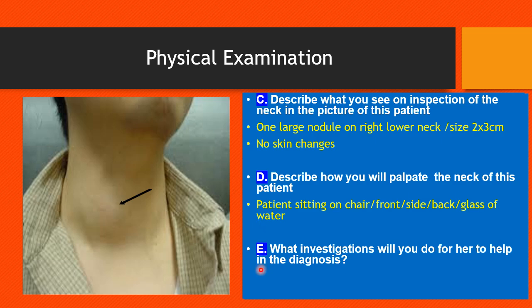Question E, what investigations will you do for this patient to help in the diagnosis? I will do a thyroid function test or TFT, which consists of T3, T4, and TSH. I'll also follow up with an ultrasound scan of the neck, and proceed, if necessary, with a fine needle aspiration, FNAC, under ultrasound guidance. In this patient, if necessary, I will also do a chest X-ray to see the deviation of the trachea.